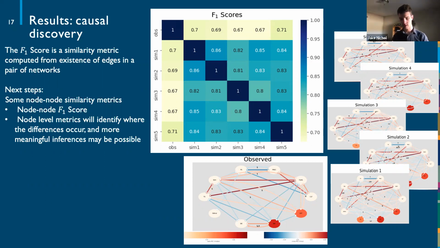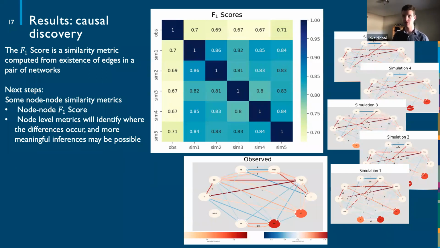An F1 score is a pairwise graph comparison metric. So a higher score towards 1 shows that 2 graphs are more similar, and then 0 means that they are totally dissimilar. And so we see that the simulations are all fairly similar to each other. And then the observed data is a little bit different, but not a lot different. So this is encouraging that we're capturing some differences and similarities here.